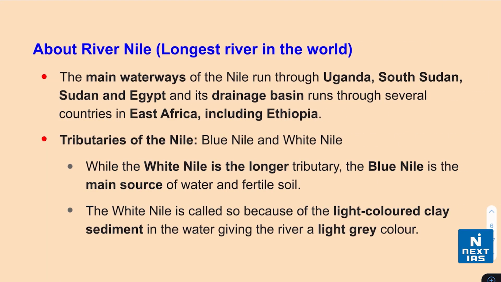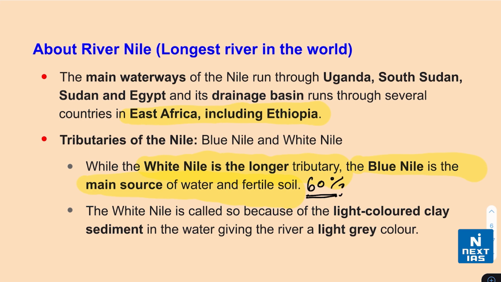Now if we talk about River Nile, it runs through Uganda, South Sudan, Sudan and Egypt, and its drainage basin or the catchment area runs through several countries in East Africa, including Ethiopia. As we have already discussed, although the White Nile is the longer tributary, the Blue Nile is the main source of water and fertile soil. So it contributes around 60% of the water of the Nile River.